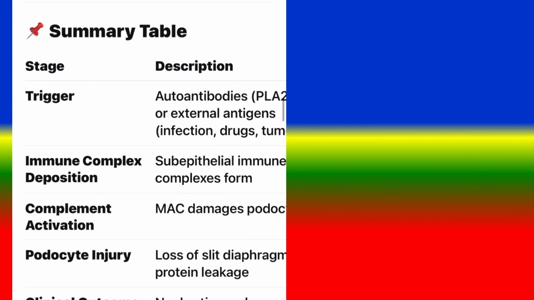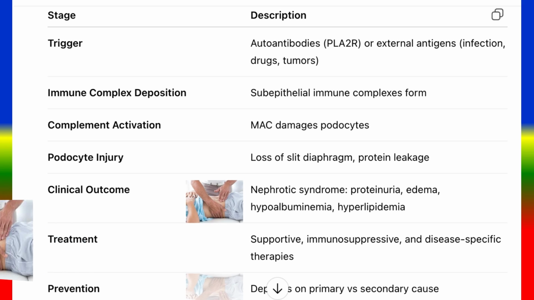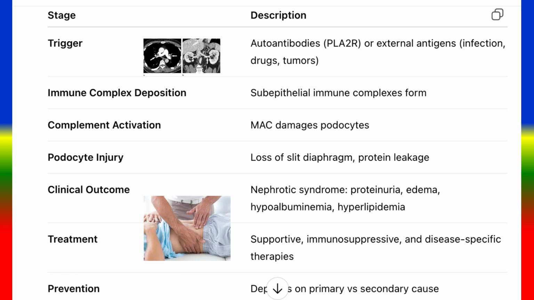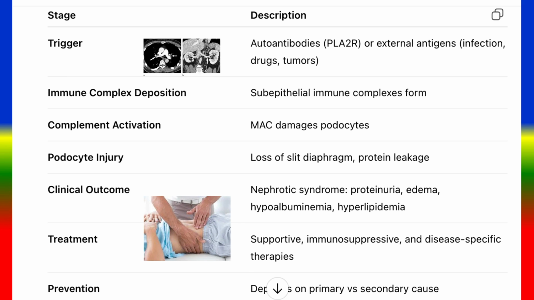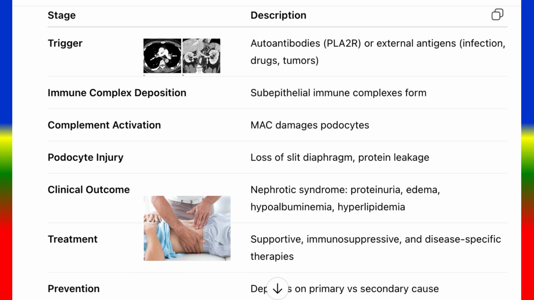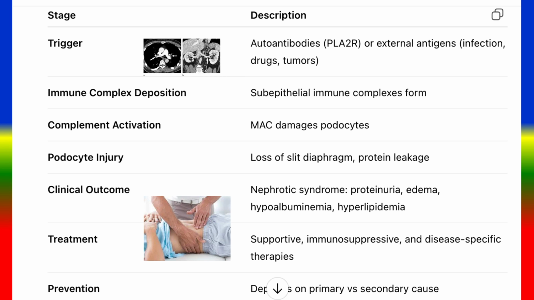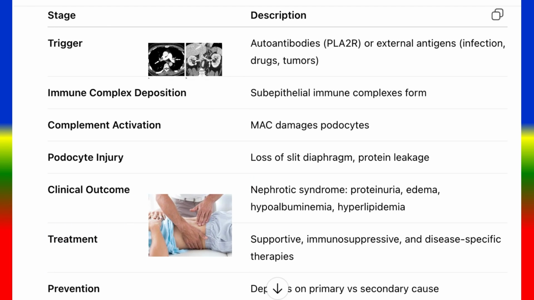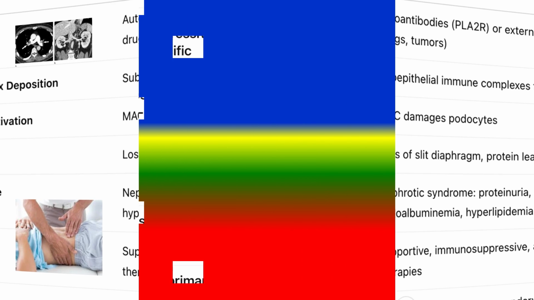Summary table. Trigger: autoantibodies, PLA2R, or external antigens, infection, drugs, tumors. Immune complex deposition: subepithelial immune complexes form. Complement activation: MAC damages podocytes. Podocyte injury: loss of slit diaphragm, protein leakage. Clinical outcome: nephrotic syndrome, proteinuria, edema, hypoalbuminemia, hyperlipidemia. Treatment: supportive, immunosuppressive, and disease-specific therapies. Prevention depends on primary versus secondary cause.